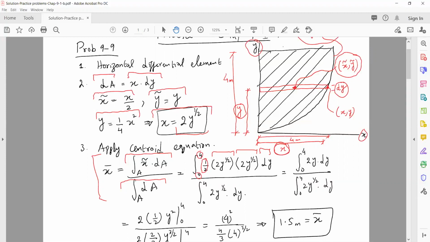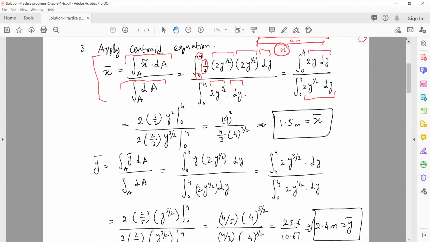Okay, so now in the denominator, what do we have? We have the integral of dA, the integral of the area of the horizontal element. The area of the element is x times dy, right? So we'll just put in the value of x times dy. Now just remember that we are doing everything in terms of dy, right? All right, so we got these integrals done. We'll simplify these, and in the denominator we have this.